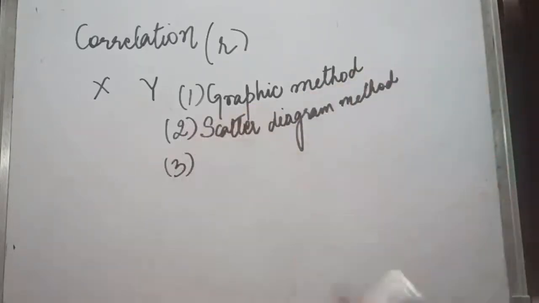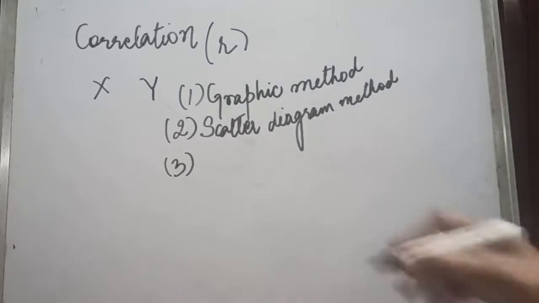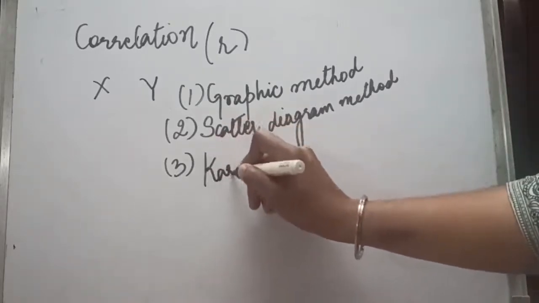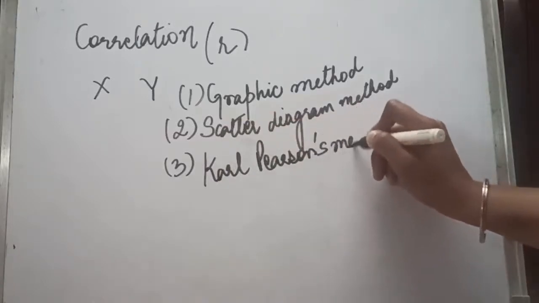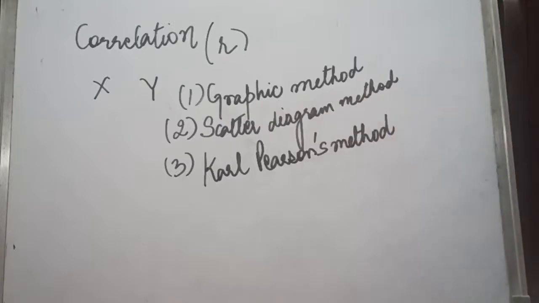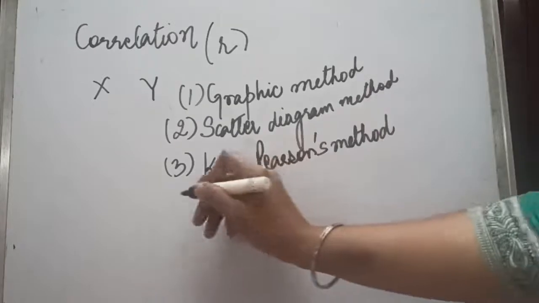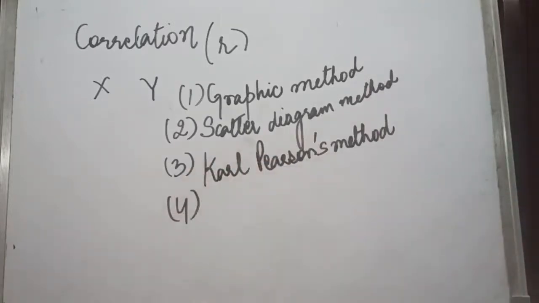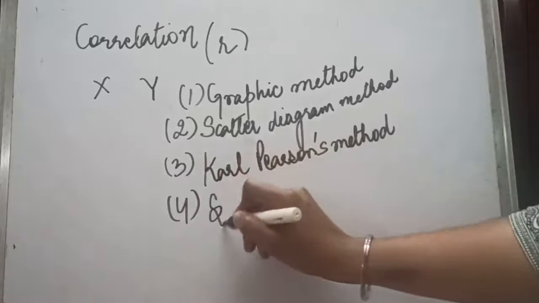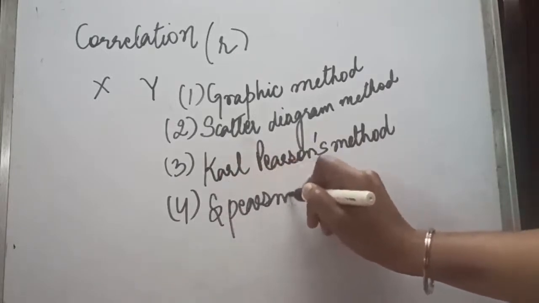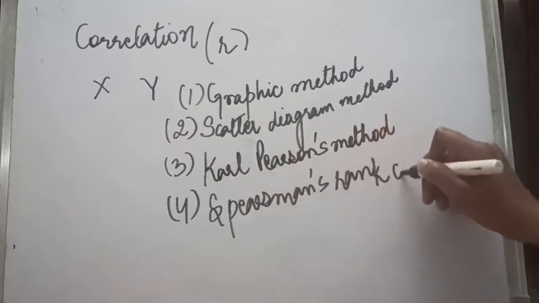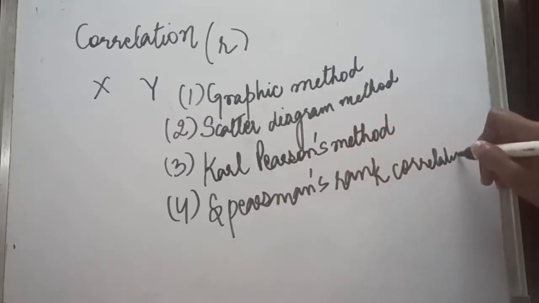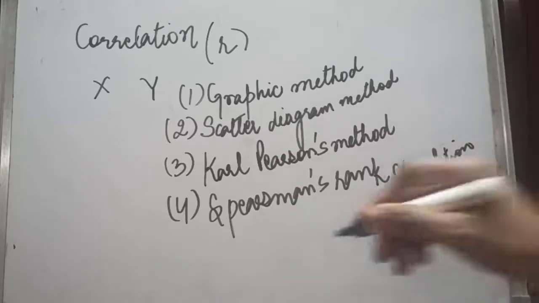Third is the very famous formula for correlation, which was given by Karl Pearson. That is why the name of the formula is Karl Pearson's method of correlation. Here we will apply the Karl Pearson's formula and we will directly find out the answer. Fourth method is Spearman's rank correlation. As the name suggests, it is generally used for finding the rank correlation. When the ranks are given, then you can apply this formula.